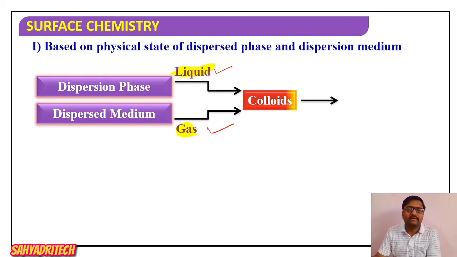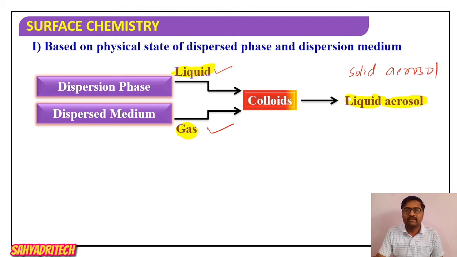Examples are very important. So now if the dispersed phase is liquid and dispersion medium is a gas, then it is called liquid aerosol. What do we call it? Liquid aerosol. So this word aerosol has already come, solid aerosol came, right? So we already came across solid aerosol, where solid is the dispersed phase and gas is the dispersion medium. Similarly, in liquid aerosol, liquid is the dispersed phase and gas is the dispersion medium.